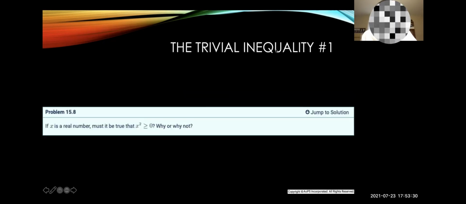Okay, so here is another problem. This one is a conceptual problem, so it shouldn't take you that long. But I'll give you 4 minutes to think about it and send in your answers. If x is a real number, must it be true that x squared is greater than or equal to 0? I'll give you 1 or 2 minutes to think about it, and then send in your answer.